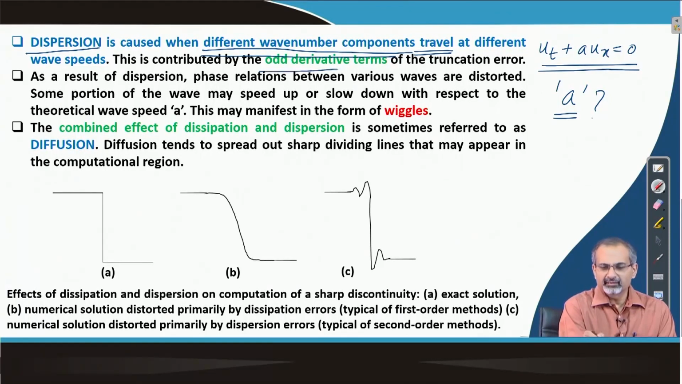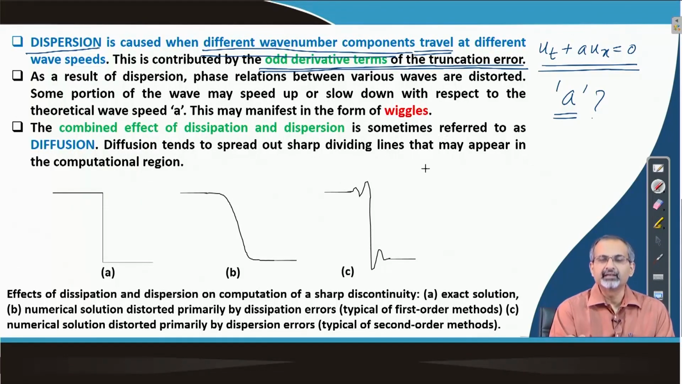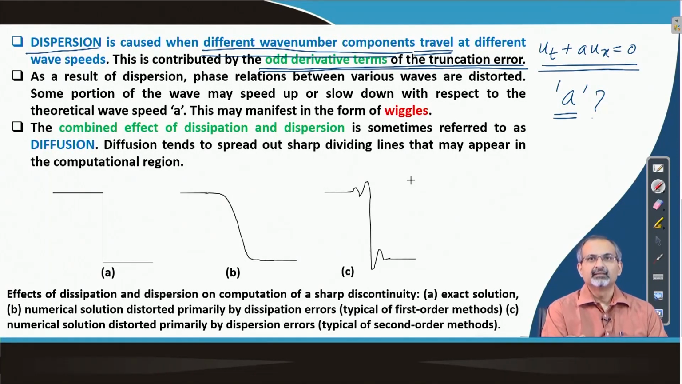Usually, when we look at the truncation error part, we would find them in the form of odd derivative terms. So, once we have formed the modified partial differential equation, we look at the leading error term, and if that happens to be an odd derivative term, then that would be responsible for dispersion of the wave. So, earlier we were looking at dissipation.